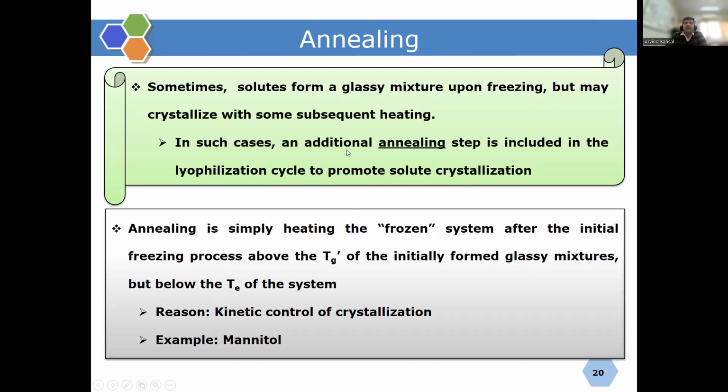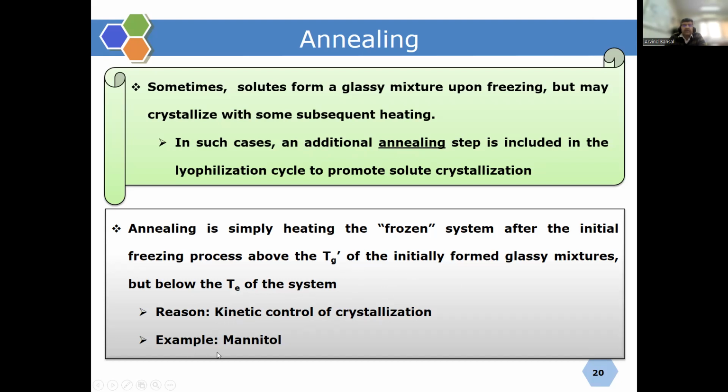So although we say that we are heating the sample, this heating does not mean that we will be going to very high temperatures. This heating is a relative term, and it simply means that we will be heating it above the Tg prime of the sample. And this annealing temperature would also be on the minus side, but it will be higher than the Tg prime and lower than the T eutectic of the system. The reason for this is to control the kinetics of crystallization.